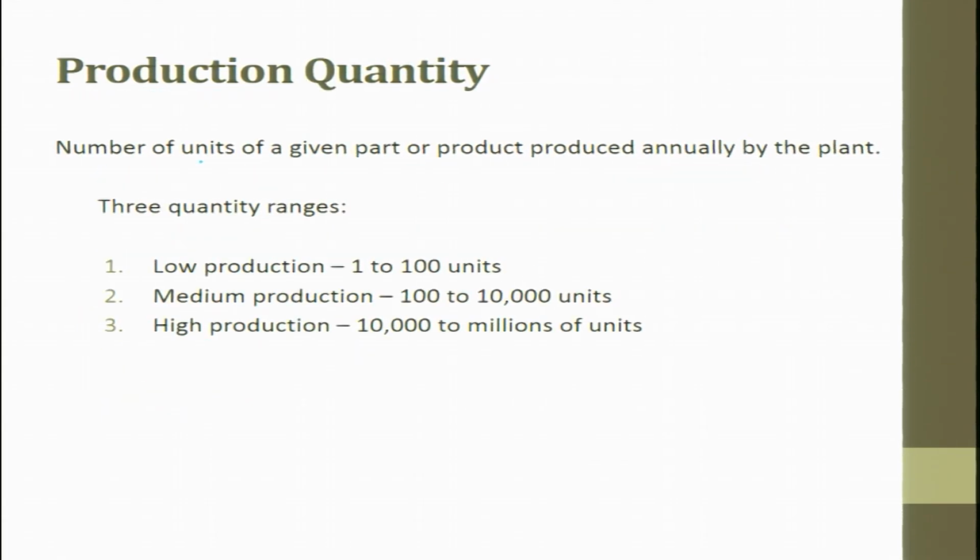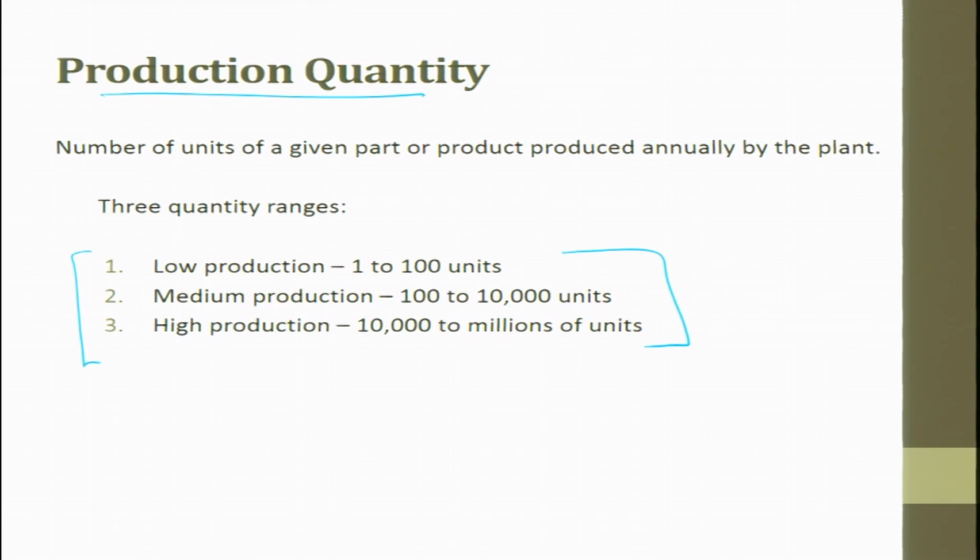The number of units of a given part or product produced annually by the plant is the production quantity. These are numbers which are very tentative. Lower production can be even 1 to 10. Here they say 1 to 100 units. It depends on the product we talk about. Medium is 100 to 10,000, and higher production is anything above 10,000 up to a million. These are the categories people generally use while talking about production quantity.